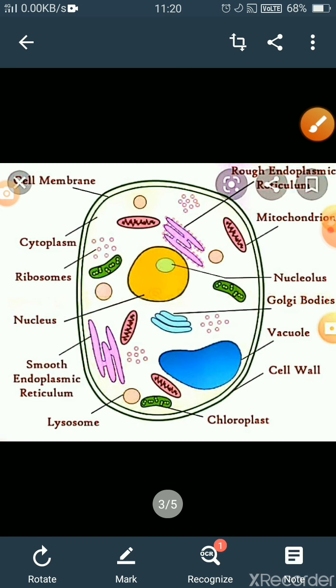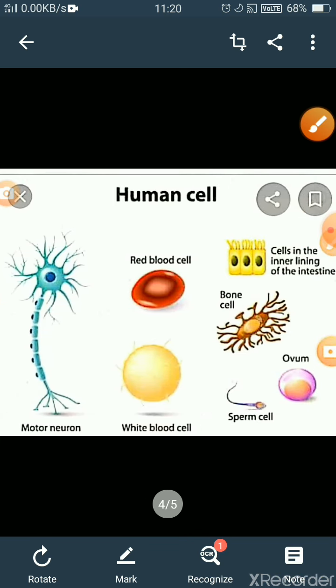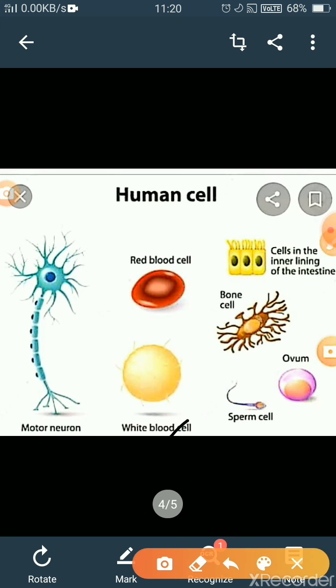So there are different types of cells present in our body, like the neuron cell, whose diagram you know very well. White blood cells, red blood cells, intestine cells, bone cells, sperm cells, ovum. So there are different types of cells present in our body and they perform different functions.